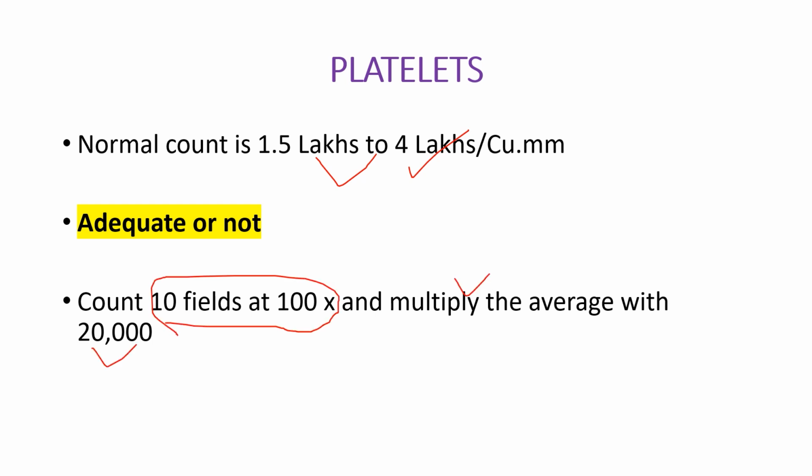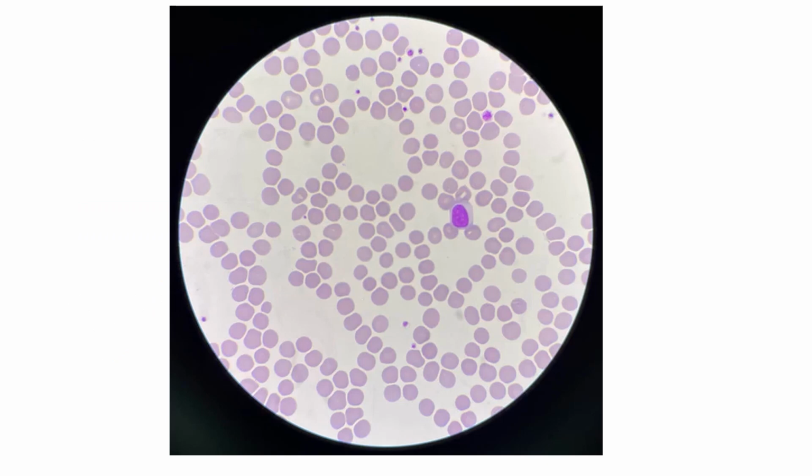So for example, if I just see this field, this is one platelet, 2, 3, 4, 5, 6, 7, 8, 9, 10, 11, 12. So around 12 platelets I'm seeing. If I count, let's say 10 boxes, and if I got an average of 10, for example, I do 10 into 20,000 and I get 2 lakhs, and that is how I say that these are adequate.